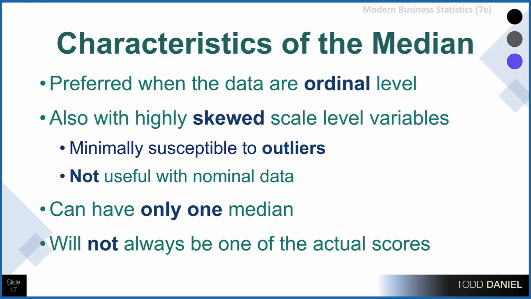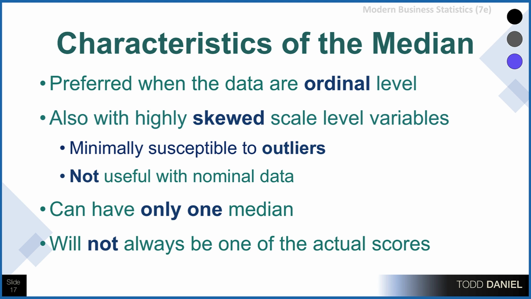But the median is not going to be useful with nominal data. Can you think of why that would be? What's the very first thing we need to do when we calculate a median? Put the scores in ascending order. With categorical variables, the variable that has an underlying order is the ordinal variable. Nominal variables don't have an underlying order. So we can't put them in order, can't really use a median, doesn't really make sense.